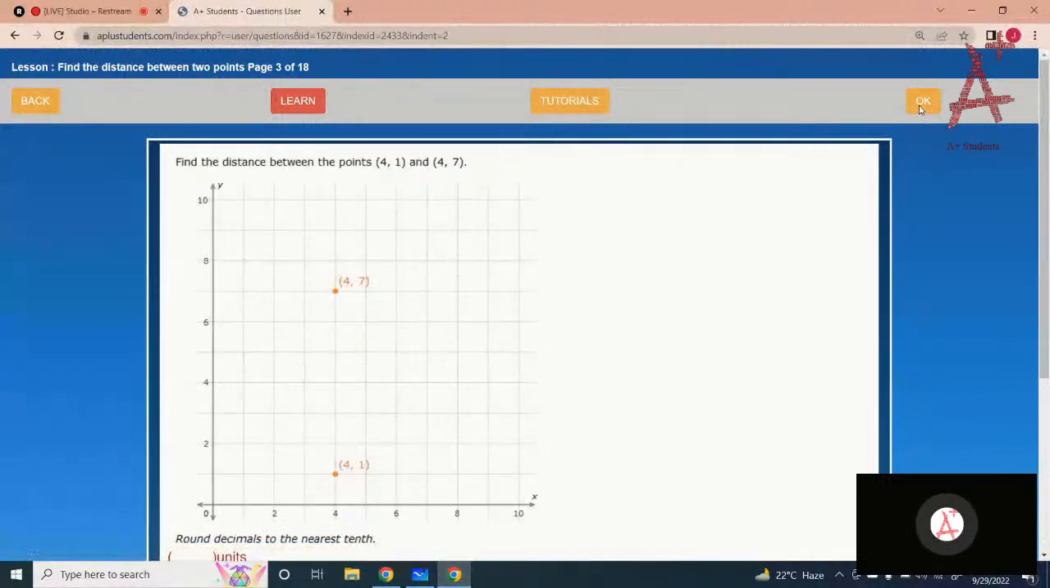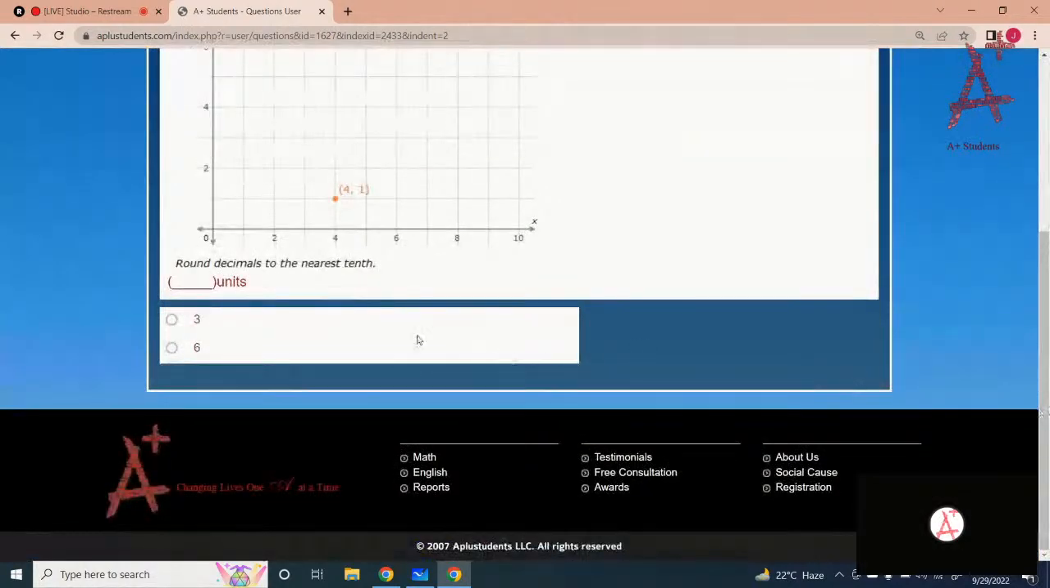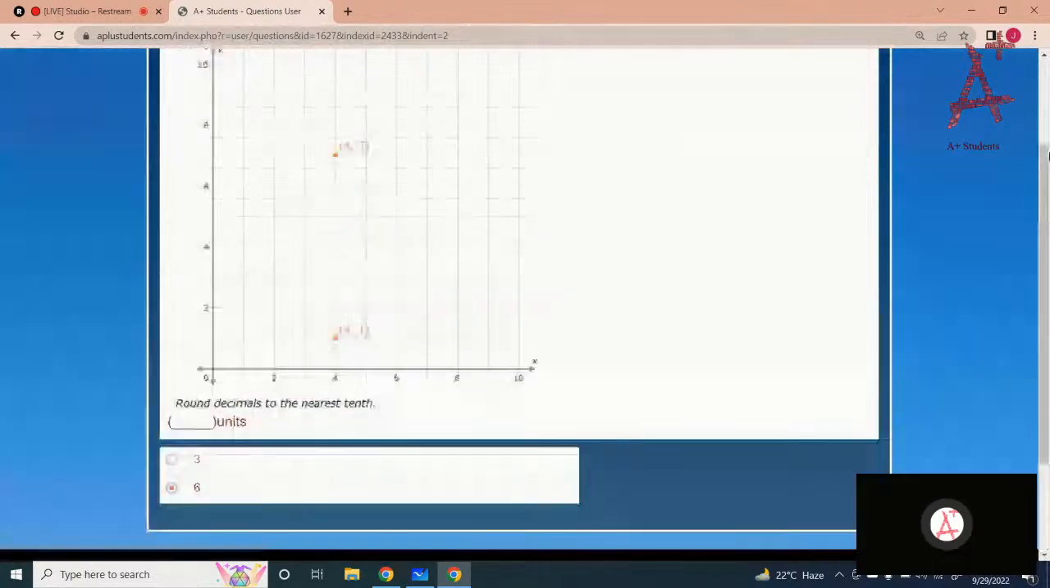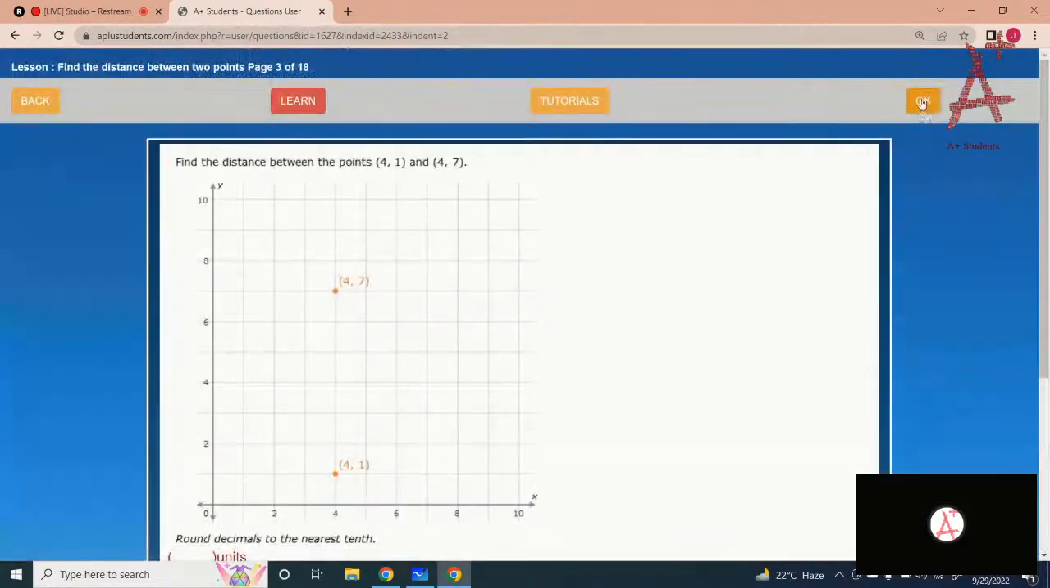Okay, the next one is (4, 1) and (4, 7). Again, they have the same x component, so it forms a vertical line. Just subtract their y components. So the correct option is 6. Got it? So select the correct option and click on the OK button.